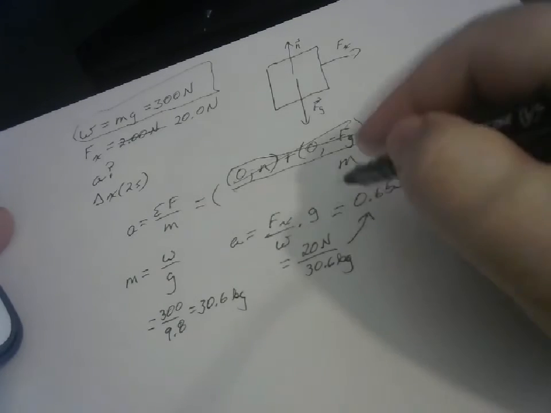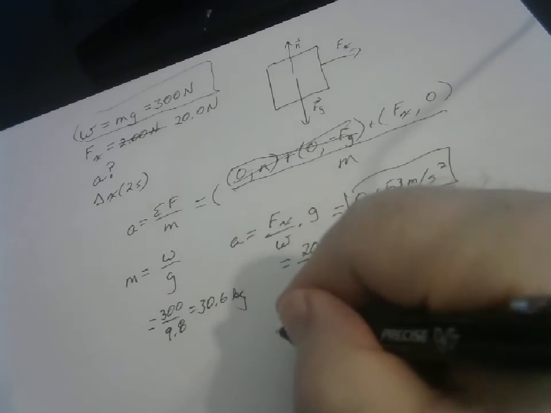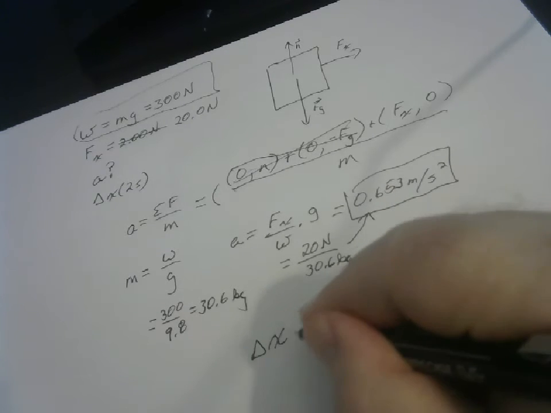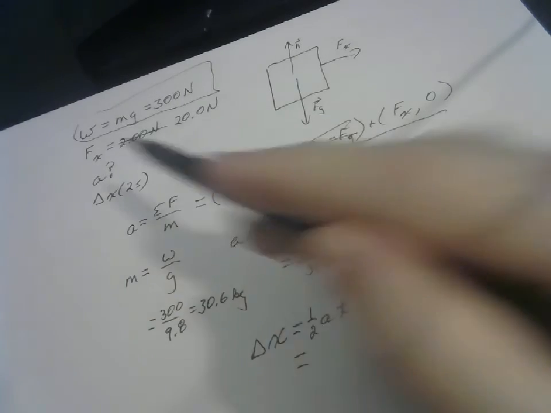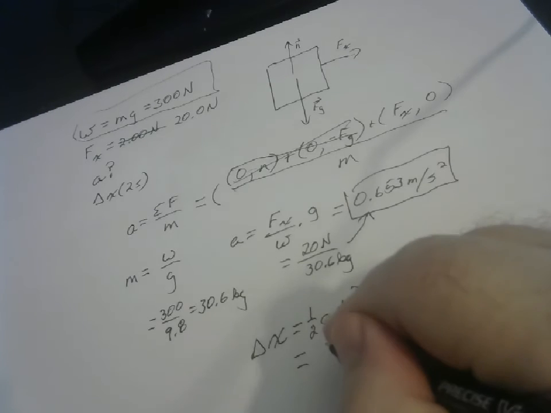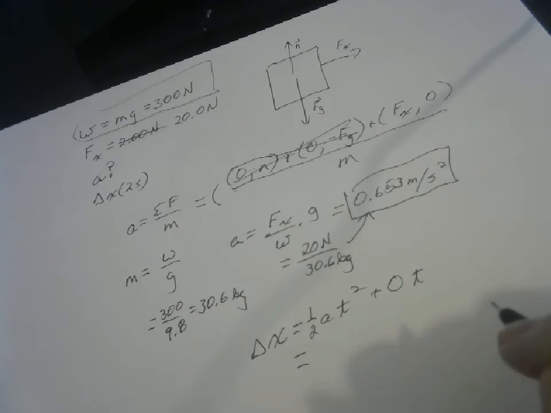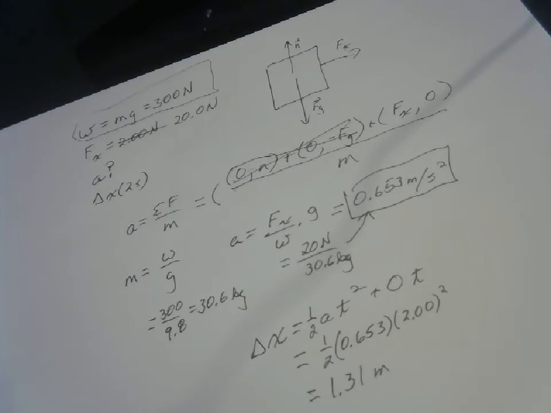So I will put a square around that. And now we'll go back to one of our kinematics equations, which says that delta x is going to be 1/2 a t squared, because we've got the time, we've got the acceleration, and we've got the initial velocity is 0. And so this will be 1/2 times our acceleration of 0.653 meters per second squared times our time of 2 seconds squared, which is 1.31 meters.